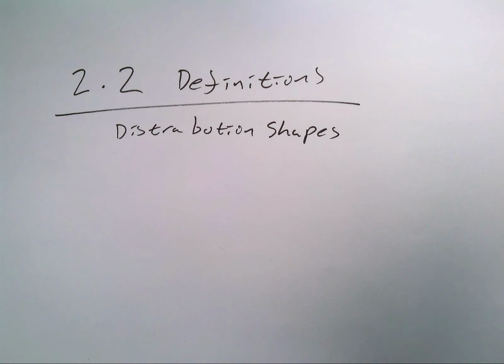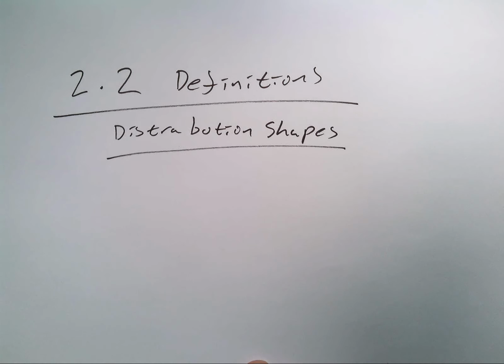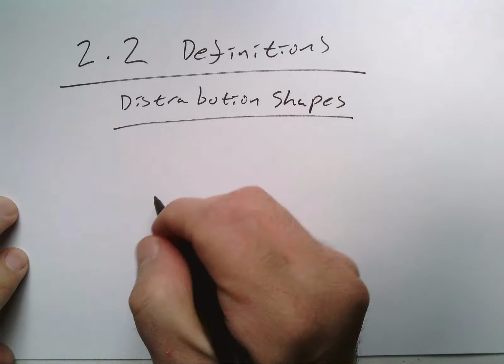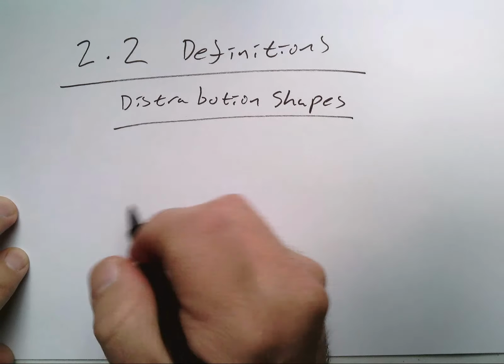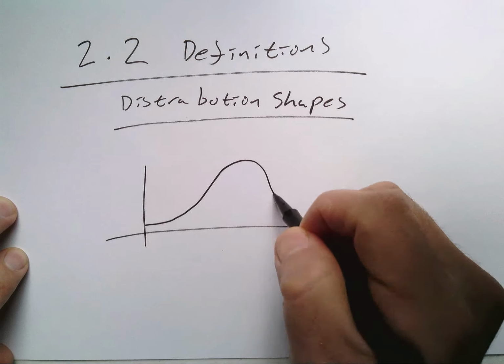Alright, 2.2 definition, distribution shapes. Alright, so I'm going to make three pictures here. The first one is called normally distributed, and it's when you have a bell-shaped curve.